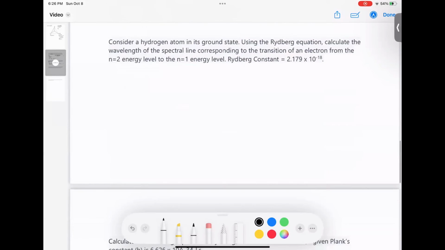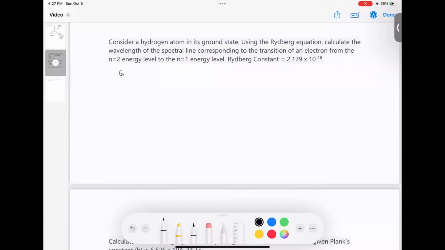Okay, let's go to the next one. So, as you can see the pattern, we used c over lambda, we used H times frequency, and now we have an RHC equation right here. Consider a hydrogen atom in its ground state. Using the Rydberg equation, calculate the wavelength of the spectral line corresponding to the transition of an electron from the n equals 2 energy level to the n equals 1 energy level.